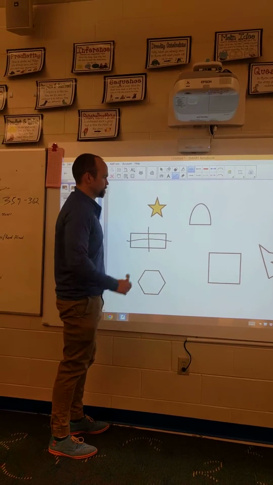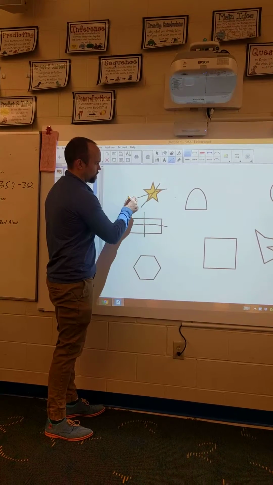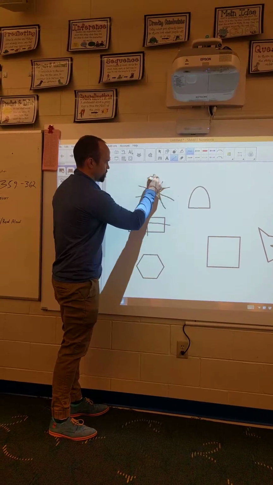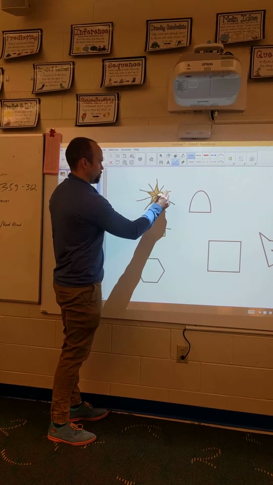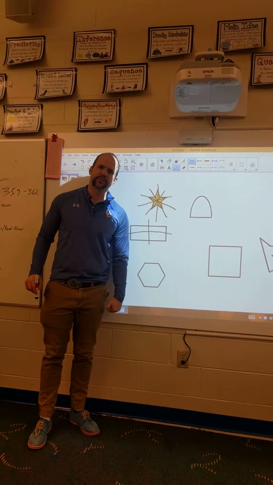What lines of symmetry do we have here? We have one right here, we have one right here, we have one right here, we have one right here, and we have one right here. So that would be 1, 2, 3, 4, 5 lines of symmetry on a star. You notice the star also has 5 points on it.